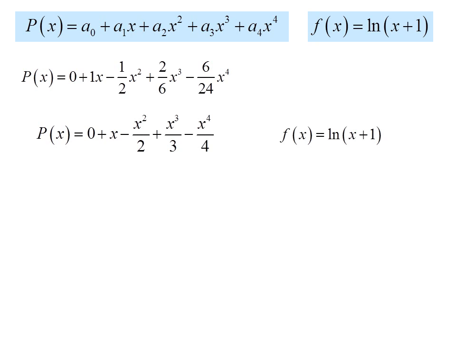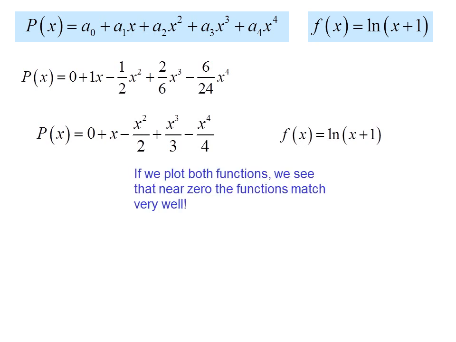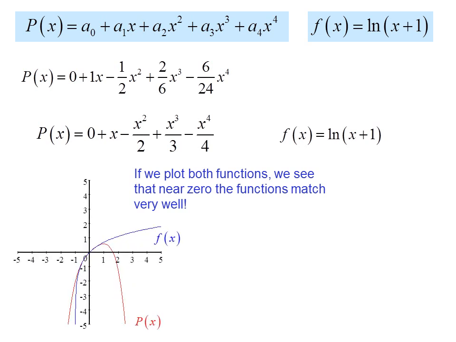Now comparing this to our original function, which is f of x equals ln of 1 plus x, if we plot both functions, we see that near 0 the functions match very well. So here we have the graph of f of x in blue and p of x in red. Now, of course, when we get very far away from 0, even just 2 or 3 units away, the approximation is not good at all. But near 0, the curves match pretty well.